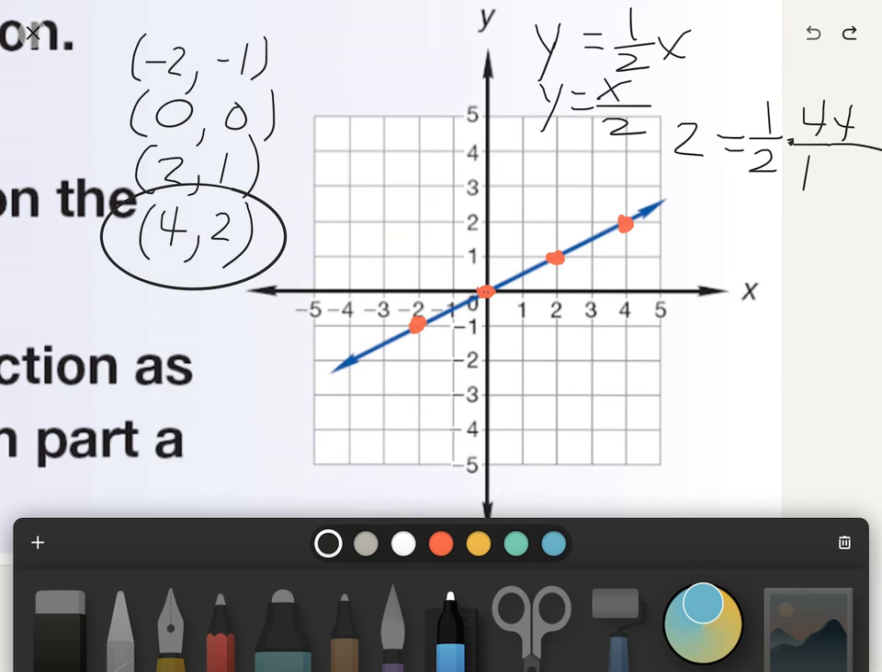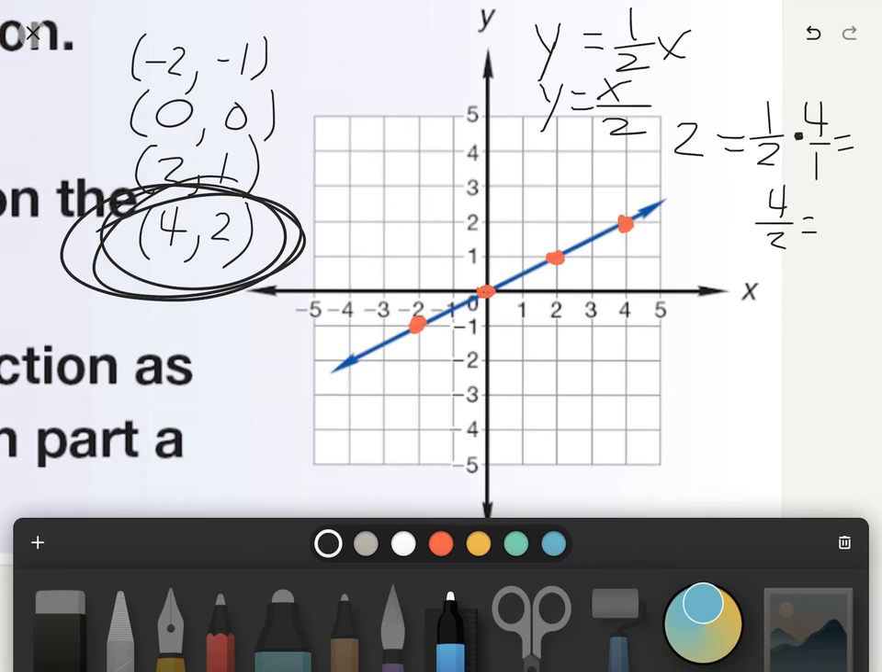Yeah, but I don't get how y equals 1/2 times x. Okay, well here, x is equal to 4, right? So 1/2 times 4 gets you to 4 halves, which equals 2. So that's how you get your value of 2 for your y coordinate.